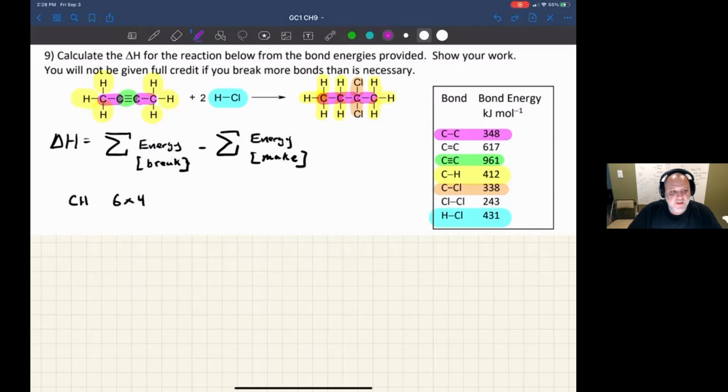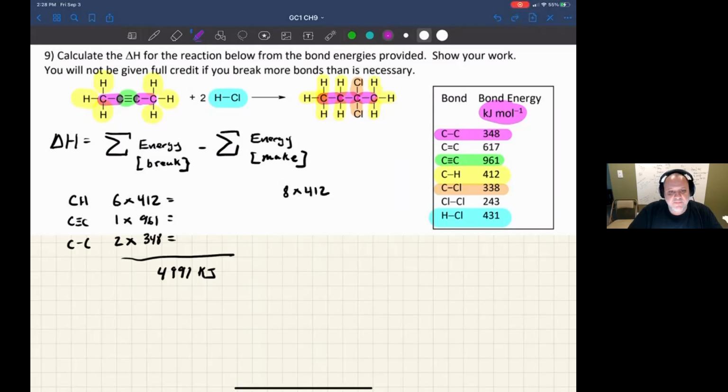So let's take the CH bonds. I had 6 of them over here. Now, all of these energies are going to be in kilojoules per mole, so I'm not going to write that energy value down until the end. So I've got 6 times 412. Then I've got the CC triple bond. That's 1 times 961. I've got CC bonds, and so that's 2 times 348. I'm going to do all those multiplications and add them all together, and I should get 4,991 kilojoules.